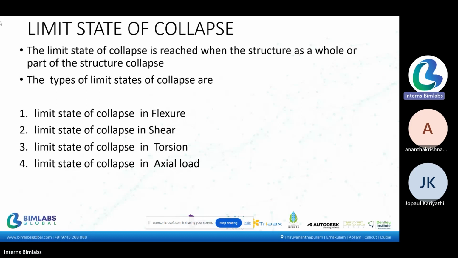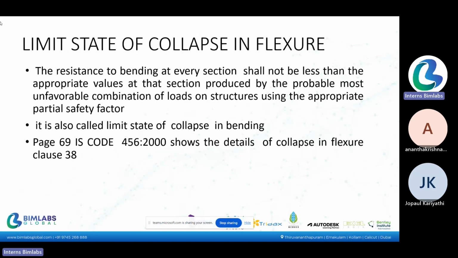So I will go through the first two. One, the limit state of collapse in flexion. The resistance to bending at every section shall not be less than the appropriate values at that section produced by the most unfavorable combination of loads on the structure, using appropriate partial safety factors. It is called limit state of collapse in bending also.